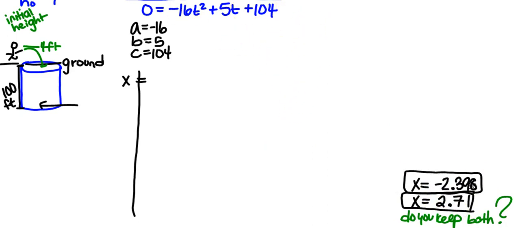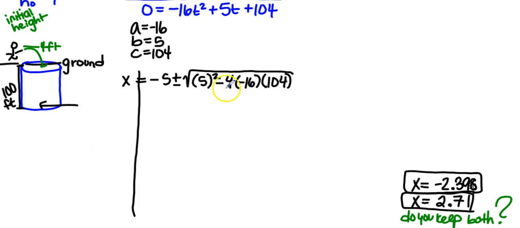I'm going to clear this up a little bit. All right. So our quadratic formula says negative b, so that will be negative 5 plus or minus the square root of b squared, so 5 squared minus 4ac. So that will be minus 4 times negative 16 times 104, all divided by 2 times negative 16. That's 80% of the work. The other 20% is to be very careful as we go from step to step.